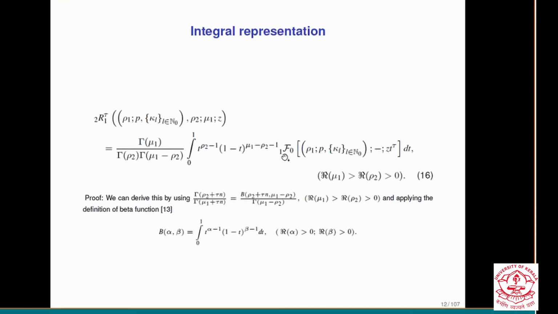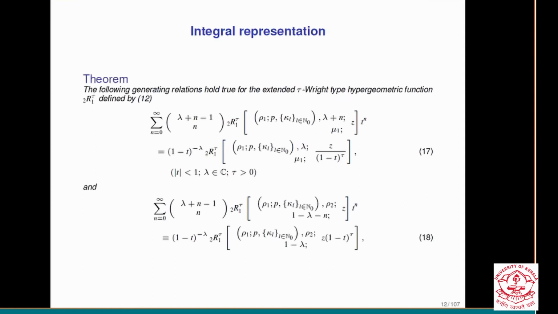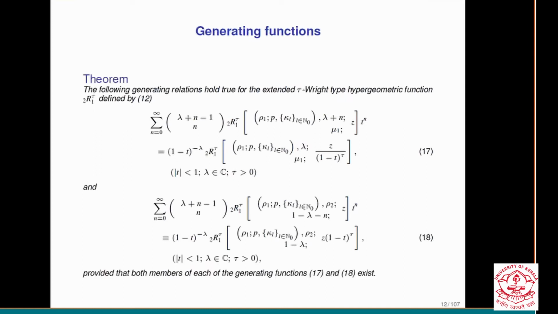And this we can also use, by using this concept and property of the beta function here. So we can obtain this integral representation of this function. And after the integral representation, we obtain the generating function that is defined. The following generating function holds true for the extended tau Gauss type hypergeometric function.